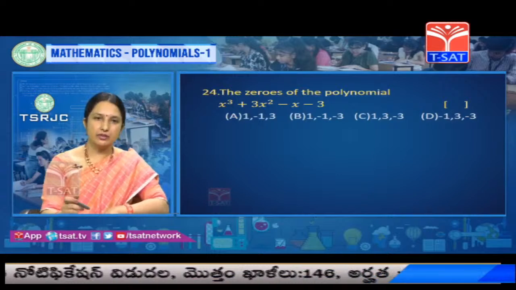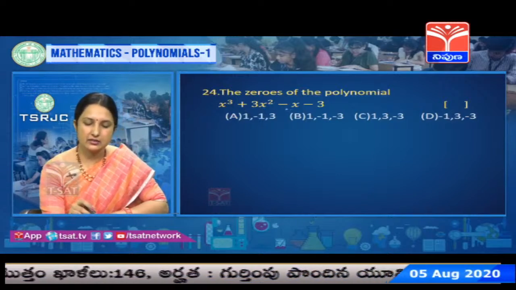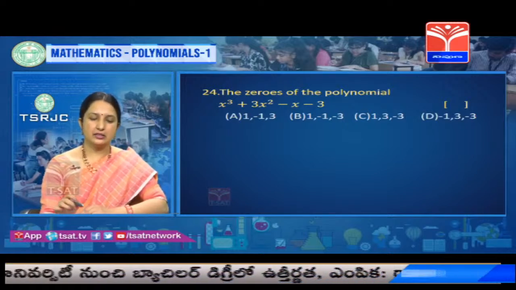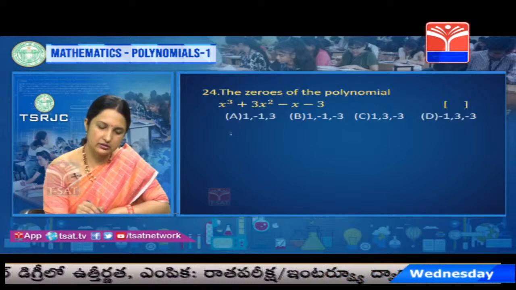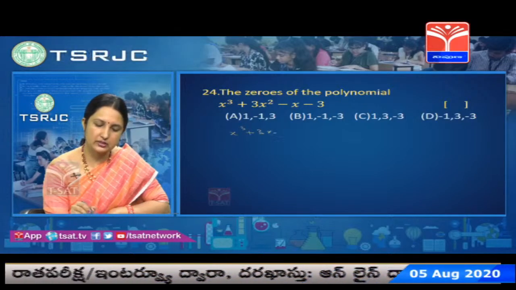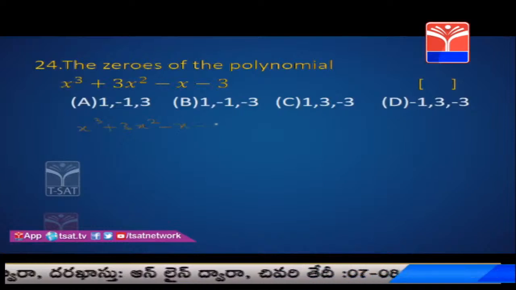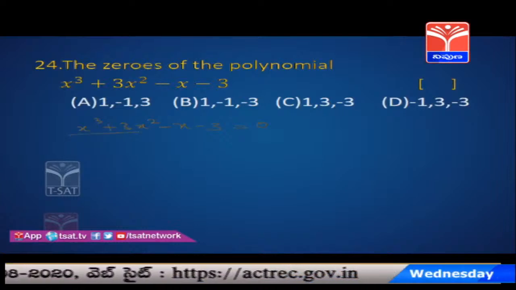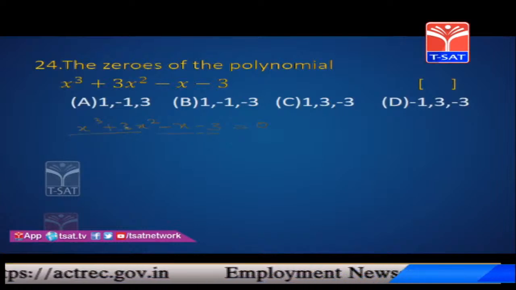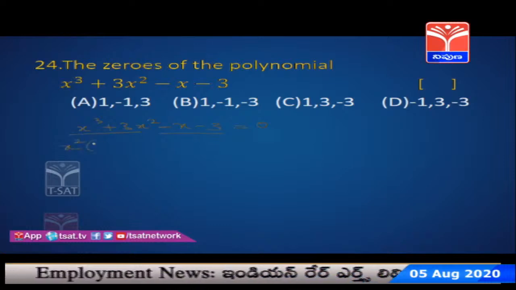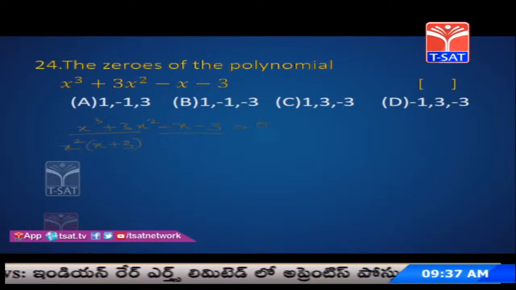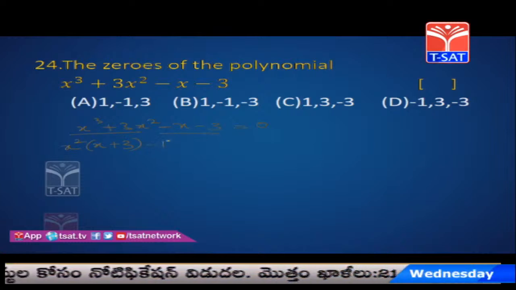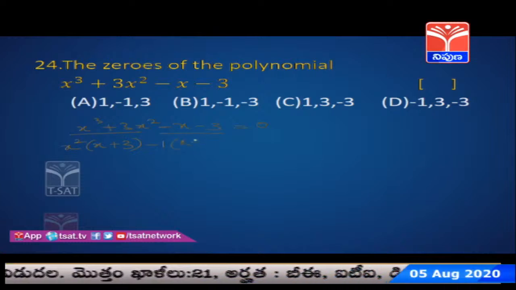Next, the zeros of the polynomial x cube plus 3x square minus x minus 3. In this, what are the zeros? x cube plus 3x square minus x minus 3 equals to 0. Observe these two terms and these two terms. In this, what is common there? x square is common. Bring this out. What will you get? x plus 3. In these last two terms, minus 1 is common, bring that out. Then what will you get? x plus 3.